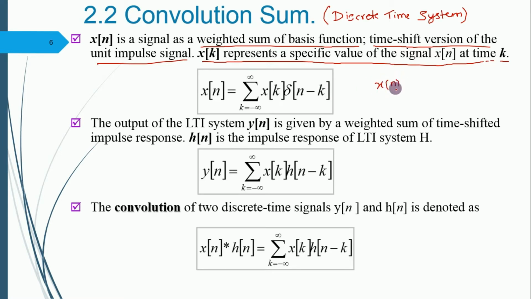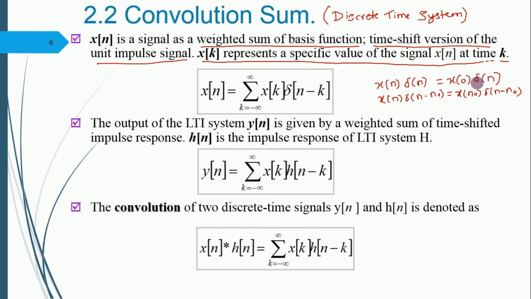x of n delta of n is nothing but x of 0 delta of n. x of n delta of n minus n naught is nothing but x of n naught delta of n minus n naught. I hope you remember this. So this is the fifth property of impulse functions that we studied in the previous chapter.